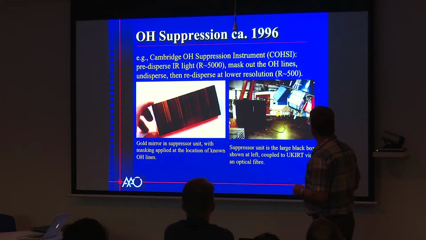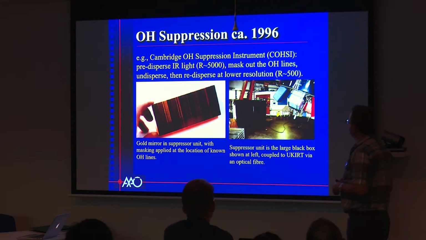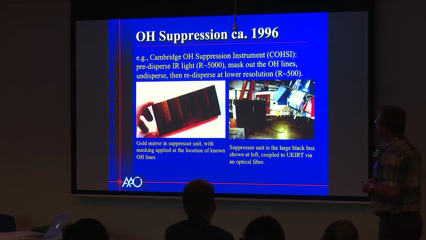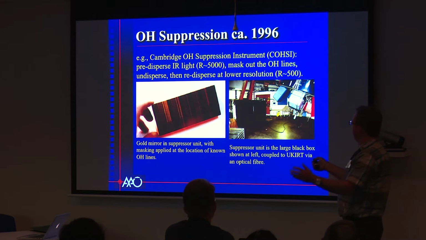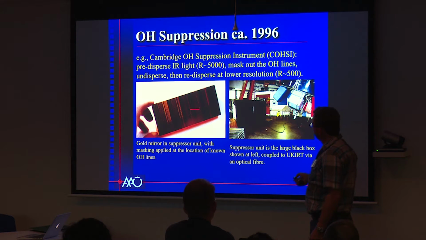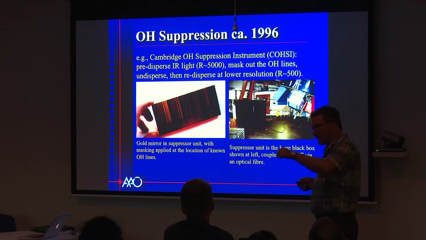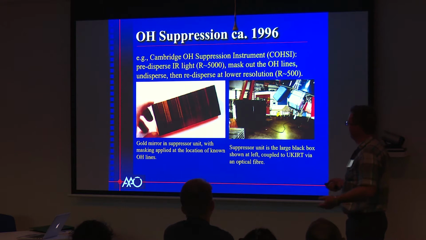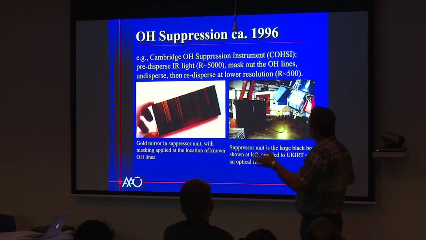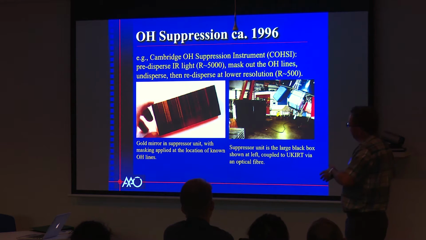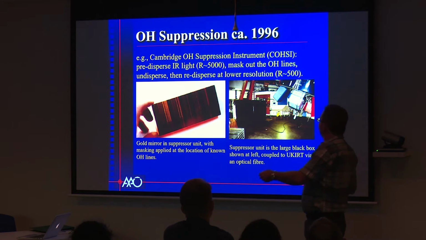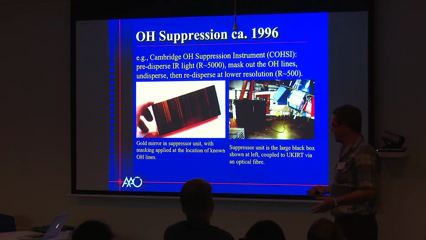What they would do is take light through a fibre into this cabinet here. This was a system that was built at Cambridge to suppress them, where they would disperse the light at pretty high resolution. They would then bounce the spectrum off this reflective mask, where the locations where the OH lines are expected had been blacked out. And so only the gaps between them, where we didn't expect OH lines, would have a reflective silver coating. The light was then put back into the spectrograph, undispersed, and then put through another spectrograph at lower resolution to actually do science with it.